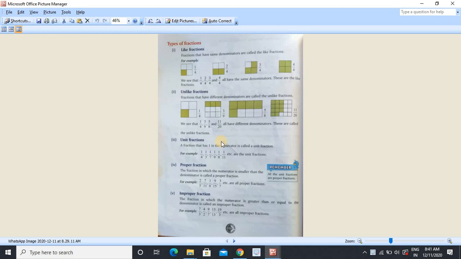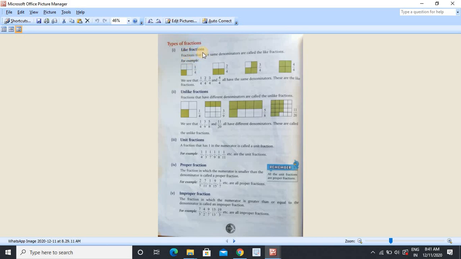So today we are going to start exercise 7.2. Before that, let me explain a few things. First of all, you have to learn types of fractions. Okay? There are 5 types of fractions as you can see here. Number 1 is like fractions. Number 2 is unlike fractions. Number 3 is unit fractions. Number 4 is proper fraction. And number 5 is improper fraction.